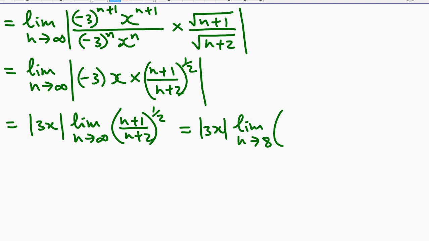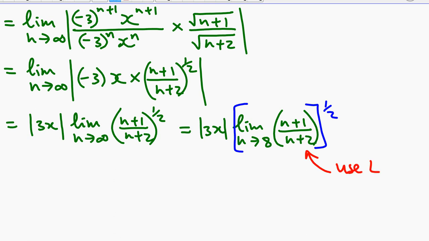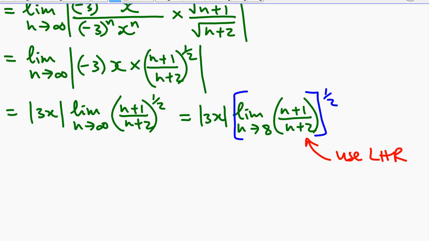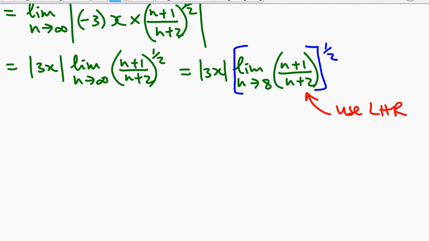So I'll just have n plus 1 over n plus 2, but then what I'm going to do is write the a half outside. And then to find the limit of what's inside this bracket, use L'Hopital's rule. So what you'll end up with is absolute value of x multiplied by 1, which is just absolute value of x. All right, absolute value of 3x, because that will just be multiplied by 1, which is just absolute value of 3x.